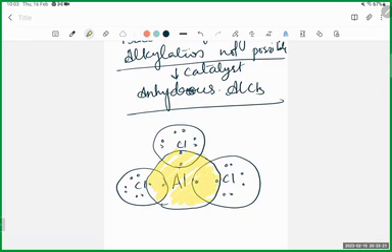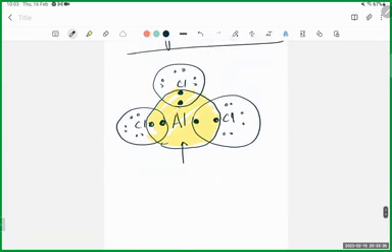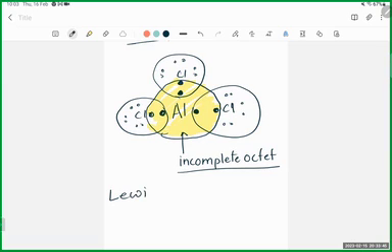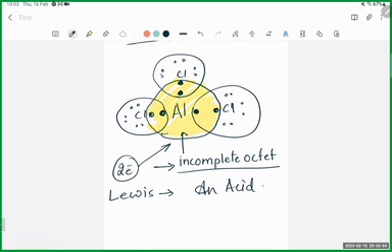I will highlight this reason. You can see over here aluminium has how many electrons? 1, 2, 3, 4, 5 and 6, whereas all the chlorines have completed their octet. So what is the aluminium shell showing? Incomplete octet, as per the Lewis concept. Lewis said it is an acid. Why is it an acid? Because it needs 2 more electrons to complete its octet.